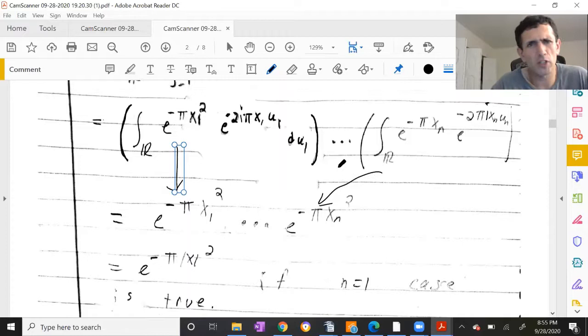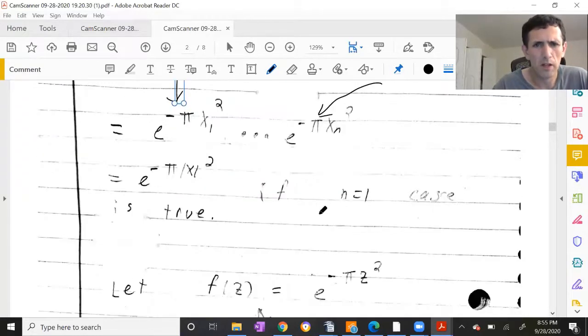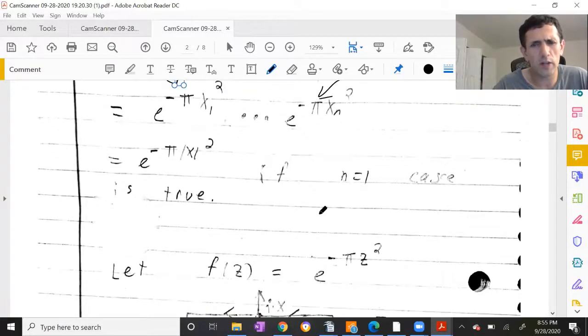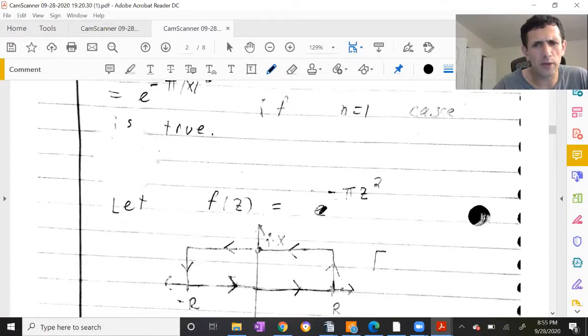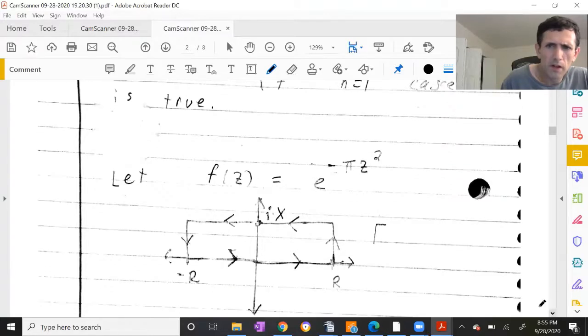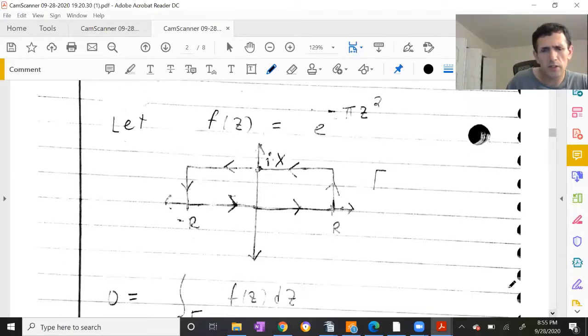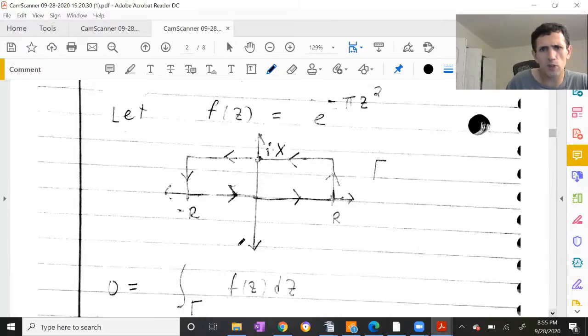So let's prove the one-dimensional case. Let's prove that these two are equal. So let's use the entire function e to the minus pi z squared. Let's look at this contour here. So here x is fixed. Okay, and right, so here r is something large and positive. So Cauchy's theorem says this whole integral here is 0, not very deep.